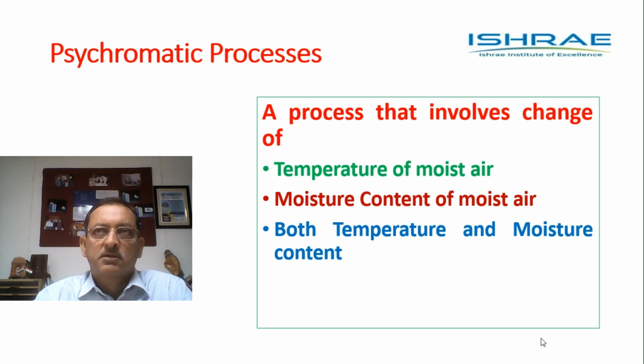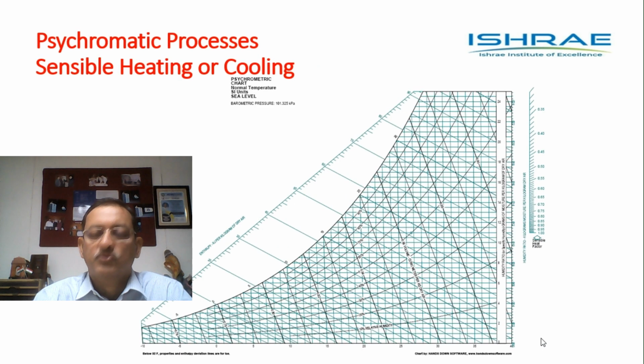Psychrometry, as you know, is the study of properties of moist air. And when we talk about psychrometric processes, a process that involves change of temperature of moist air, that is a psychrometric process. A process that involves change in moisture content, that is also a psychrometric process. And a process where both temperature and moisture content changes, that is also a psychrometric process. And when we talk about change, the change could be increase of temperature or decrease of temperature. The change could be increase of moisture content or decrease of moisture content or both.